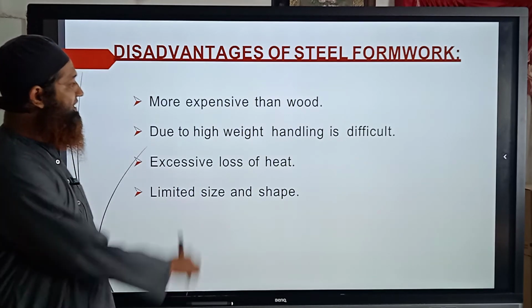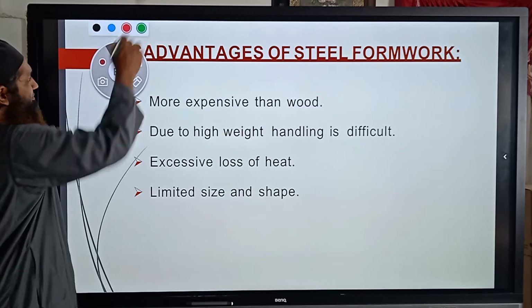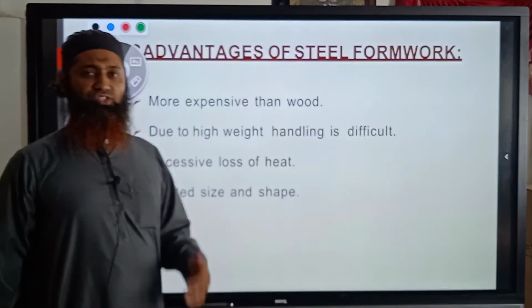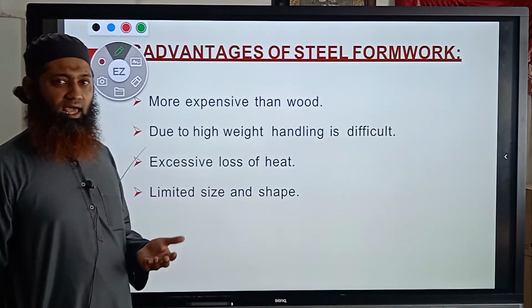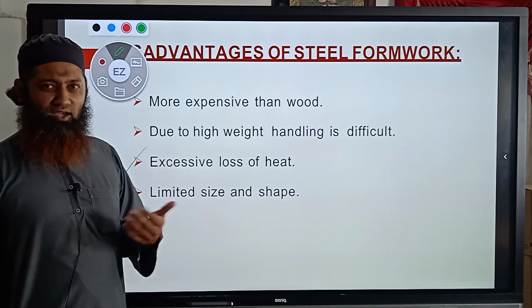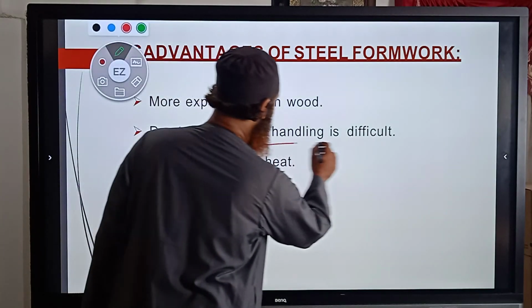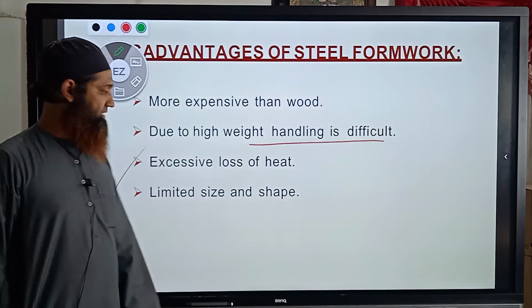Due to high weight, handling is difficult. This is one problem where we are constructing huge structures, big skyscrapers. At those places this problem comes up: the handling of steel formwork is difficult. So this is a disadvantage.